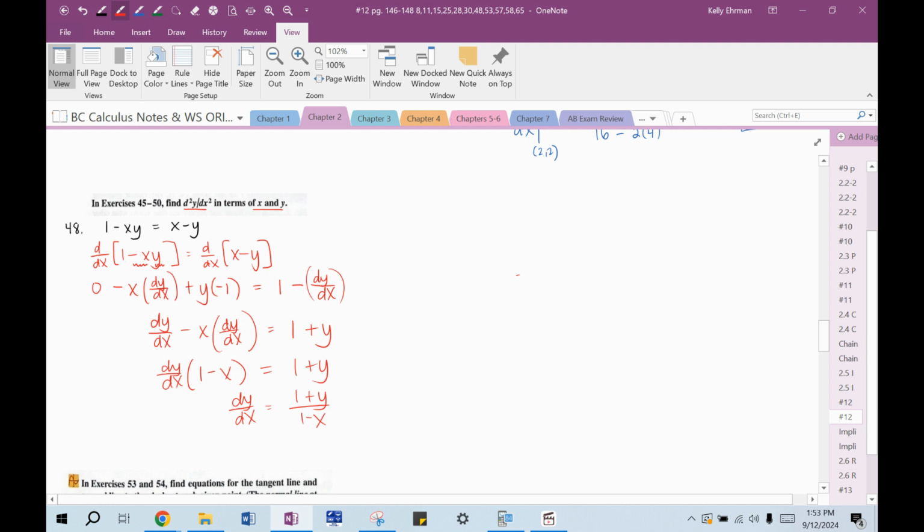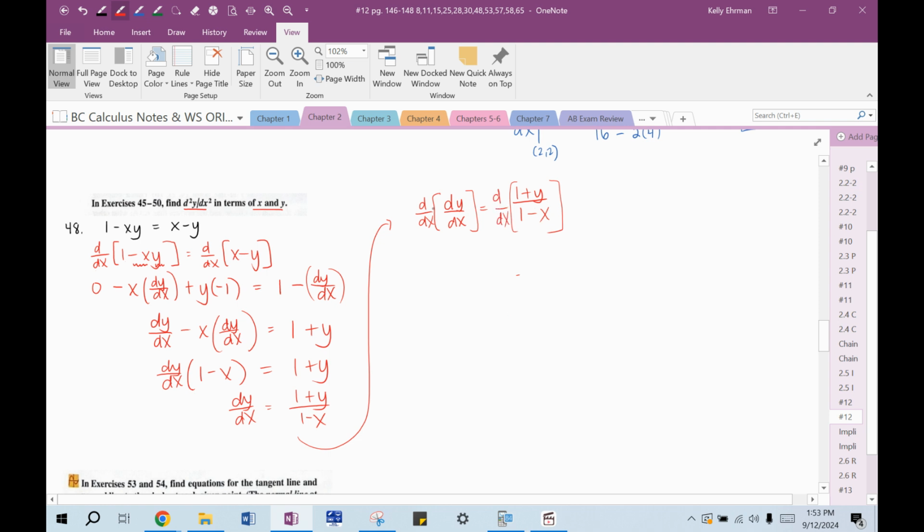Now, you're not finished at that point. You have to find the second derivative. So let me bring this up here so I have room. All right, now here's the equation that we have so far. Here's dy/dx. We want to take the derivative with respect to x of this equation because that will give us the second derivative.